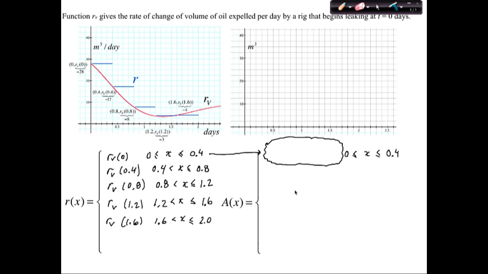What are you saying, Serena? Is this going to be dv? So we're trying to graph. Oh, it would be 0.